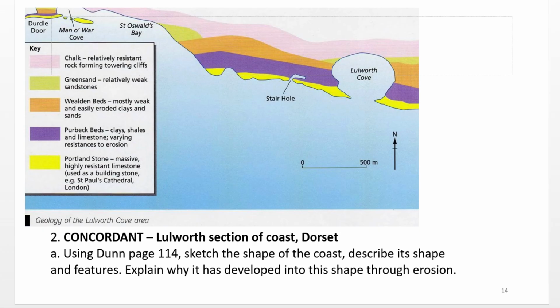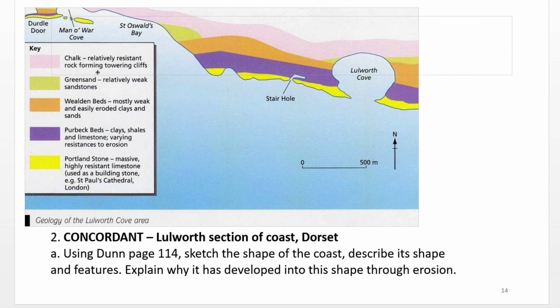Now we have a few examples coming up of concordant coastlines. This is a different section of the Dorset coast. This is the Lulworth section of the Dorset coast, which you may have had the joy of going to on a geography field trip. You're not going to do the tasks, ignore that, you're just going to listen to the video. So basically you see Lulworth Cove here, you see concordant, i.e. the same direction as the sea, they're parallel to the sea, they're not at right angles.